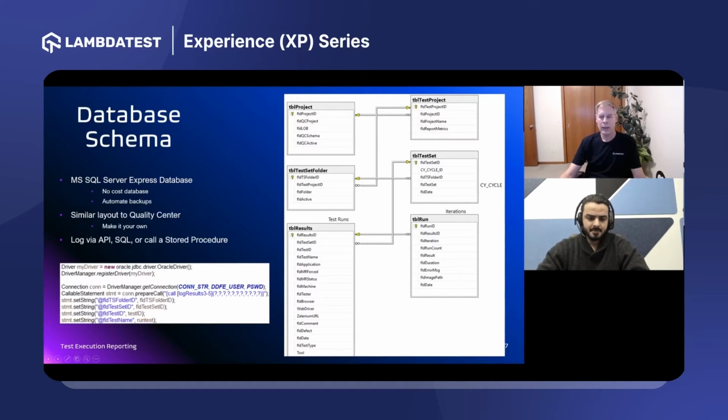And again, I mentioned we can call this either through a SQL update, a stored procedure, an API call, whatever is easiest for you. I've put a little snippet on the screen here of a call to the stored procedure that we're using. You can see we call this log results 3-5. And we're simply passing in a bunch of parameters where we specify the test name and all this information that we want to specify from these tables.